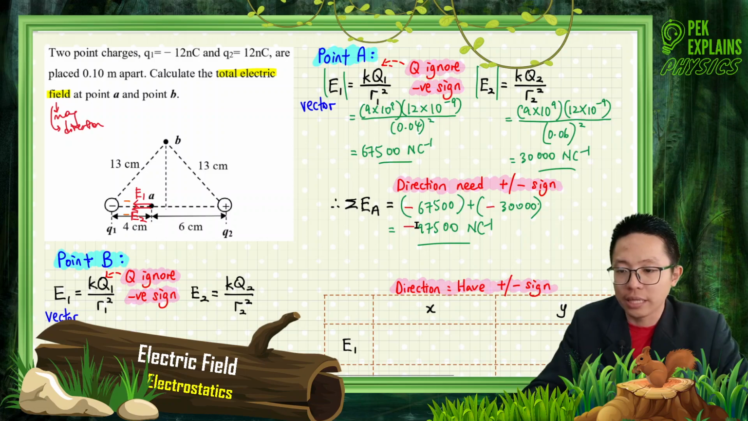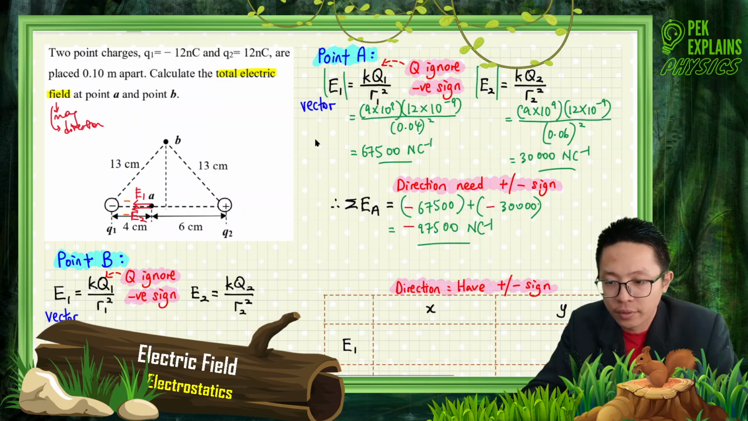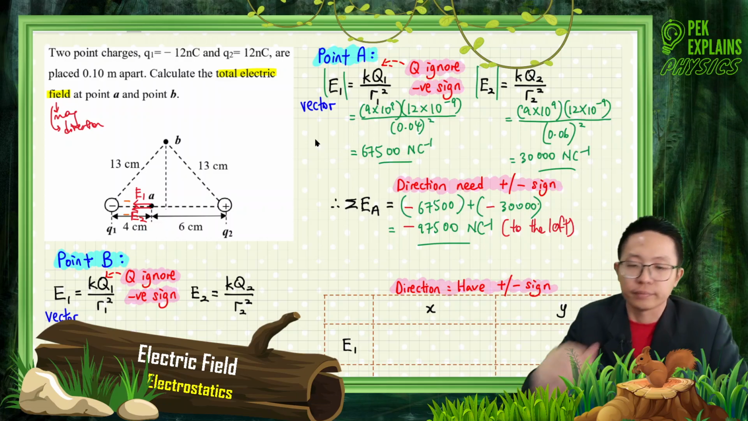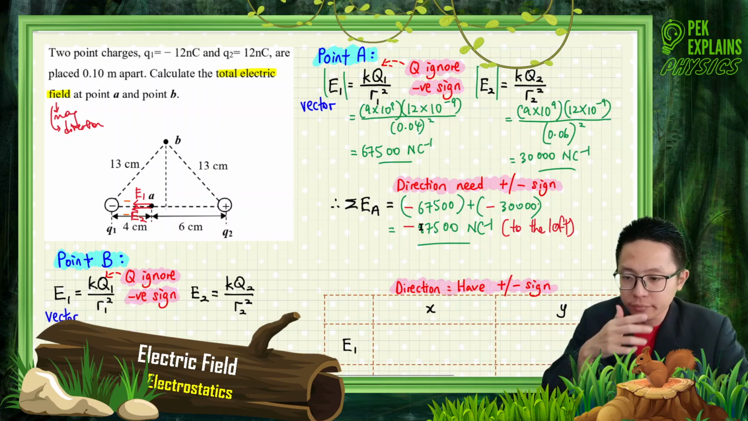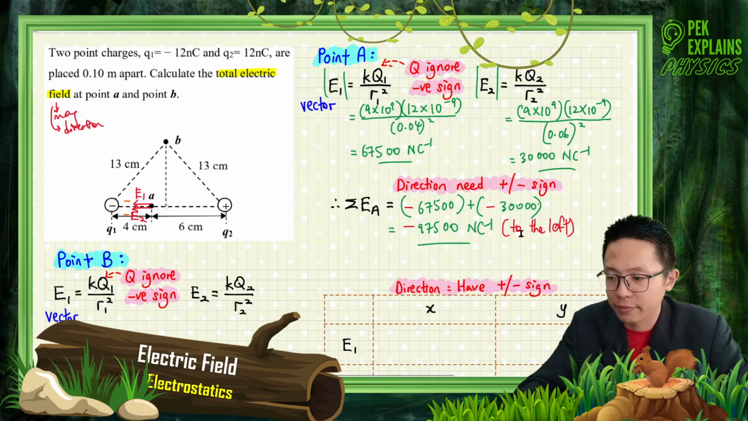So what does the negative resultant mean? Negative just shows the direction. So that means the resultant is in the negative direction. Negative means to the left. The resultant electric field is to the left. And the negative sign here means to the left.